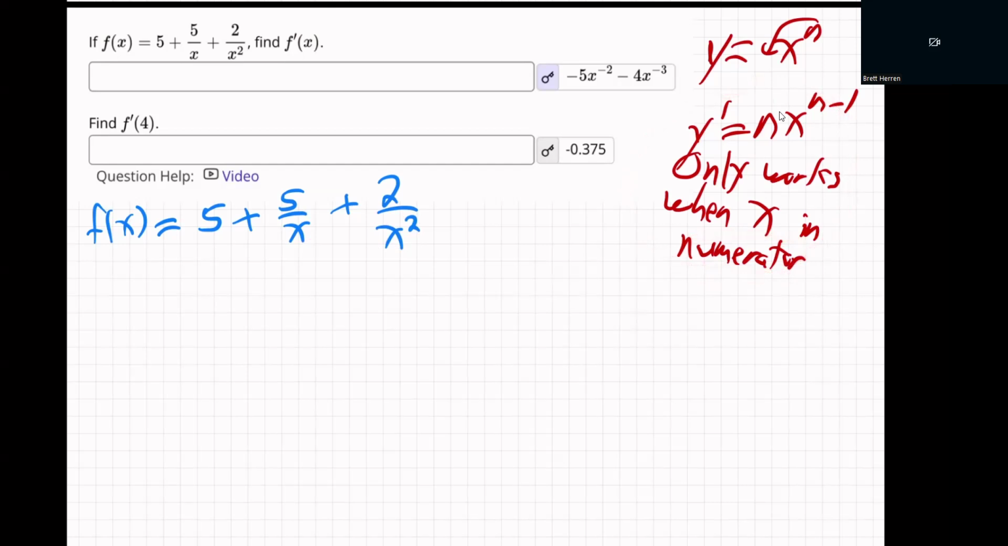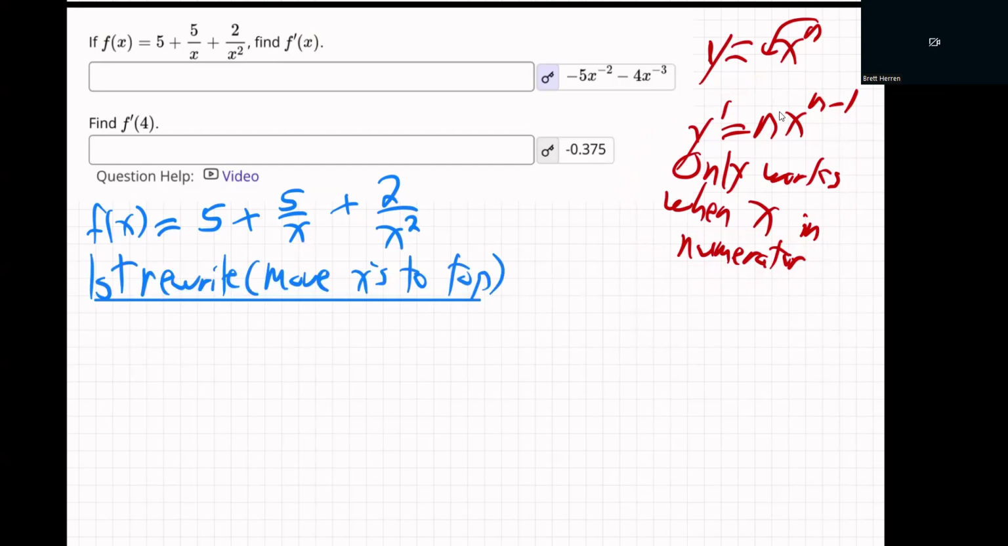So that means first, do the rewrite: move the x's to the top. That's the first thing you've got to do. You're not ready for the derivative yet.